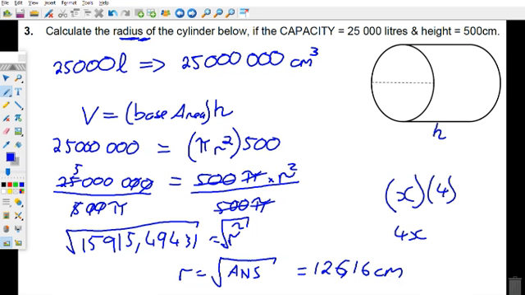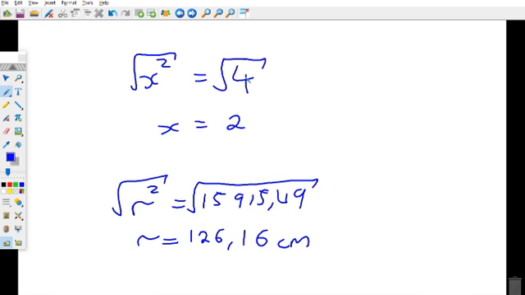Be careful about rounding. If you round it off early, you go 15,915.49, and the answer changes slightly. So you use the root and then your answer. Okay, any questions? A bit clearer now about what we can do here.